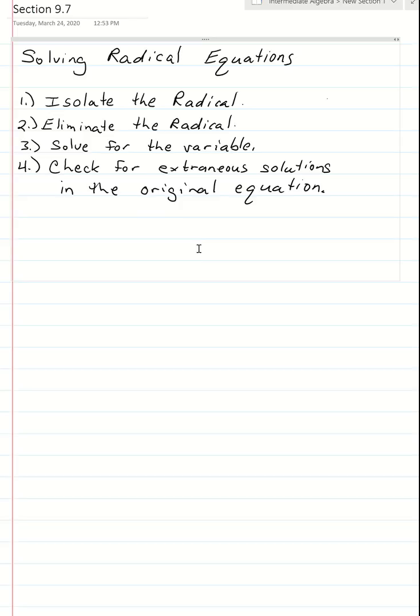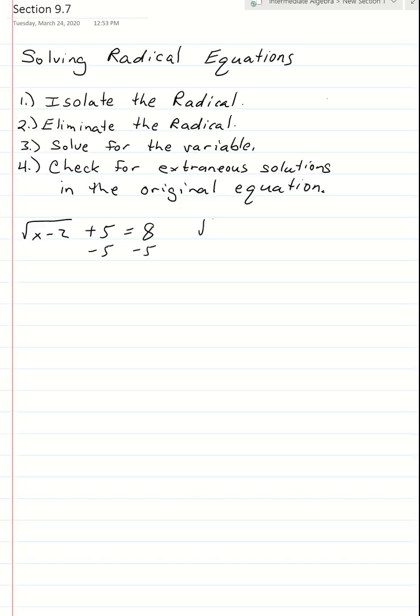Let's start with an example. Let's say we have the square root of x minus 2, plus 5, is going to equal, let's say, the number 8. So we start with step 1. Step 1 requires us to isolate the radical. So I'm going to have to subtract 5 from both sides. And that would now give us the square root of x minus 2 equaling 3.